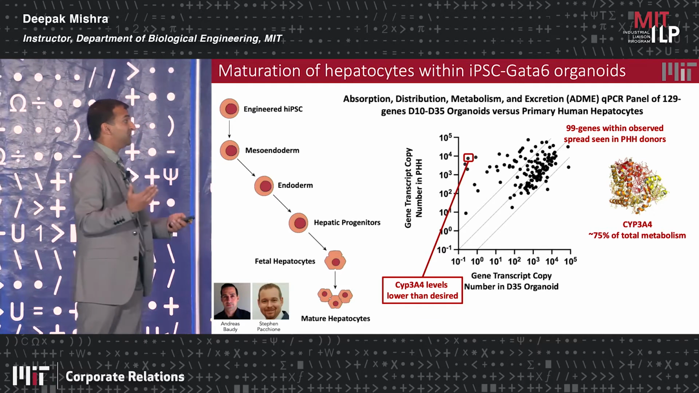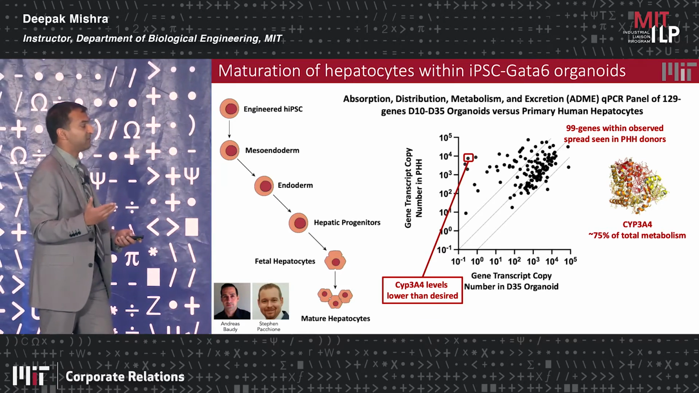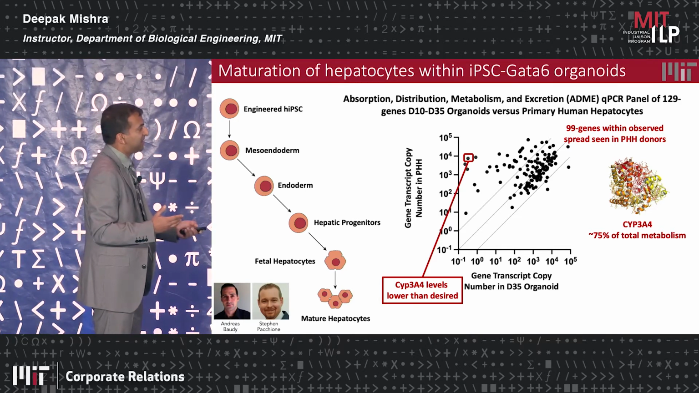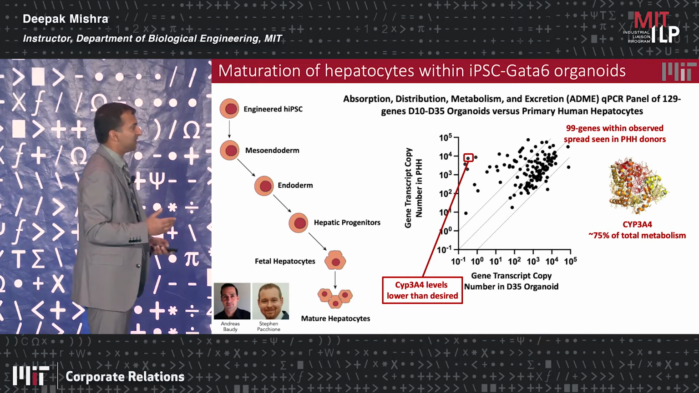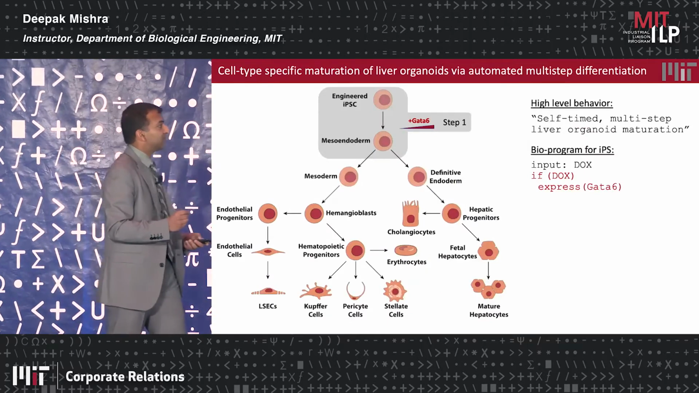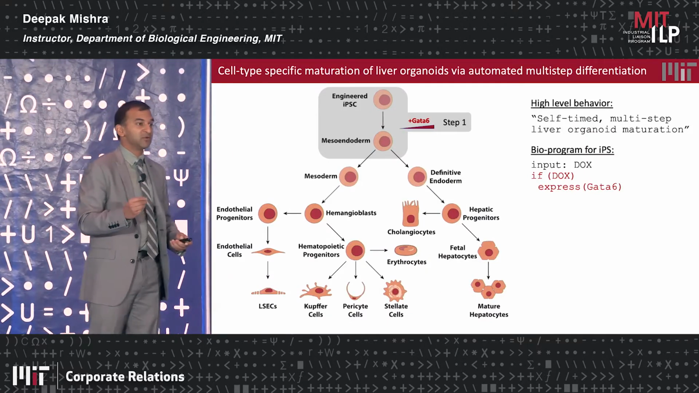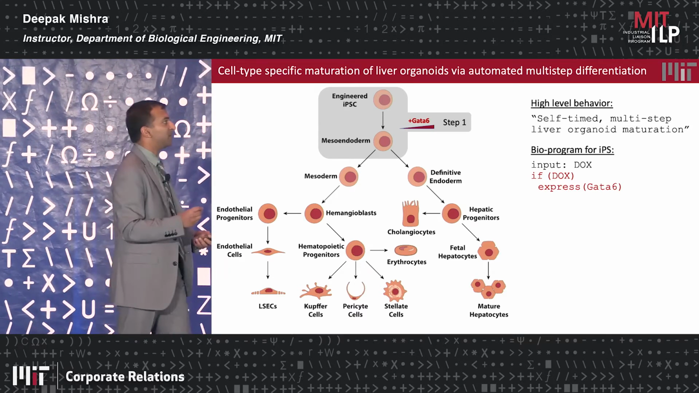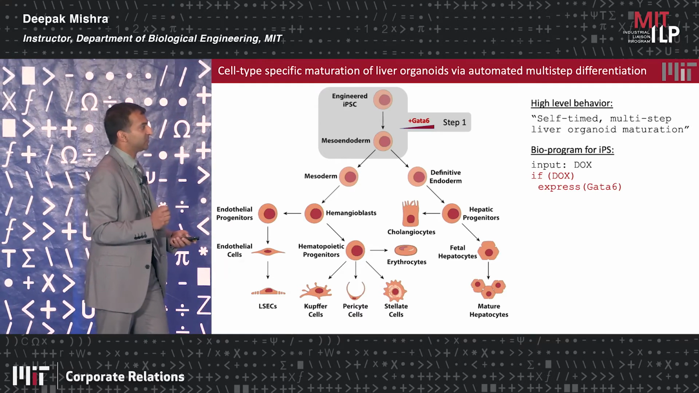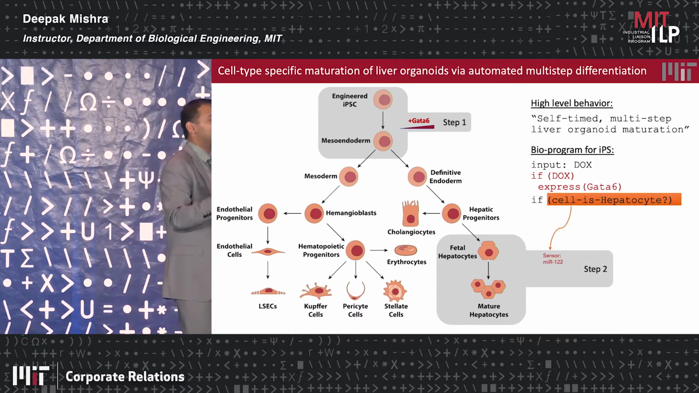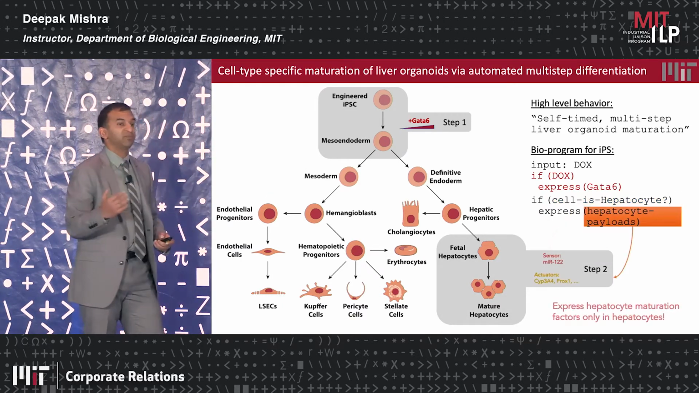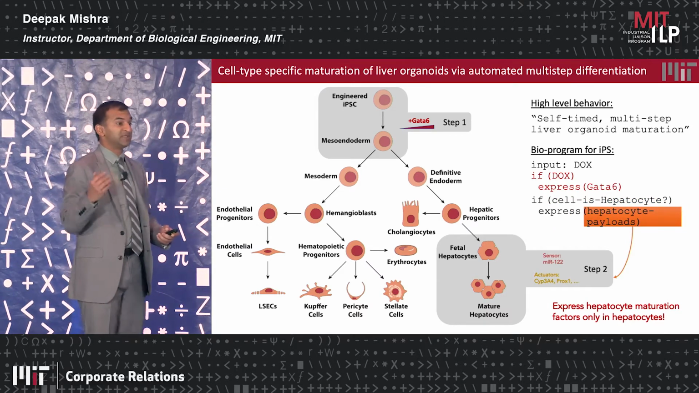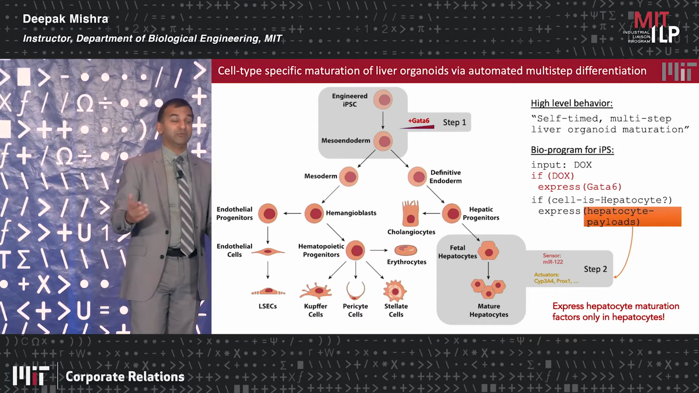And so that's what we had to do. I need to boost CYP3A4 function. I need to better understand how I actually get my fetal hepatocyte into a mature hepatocyte. So to do that, we have to write a new program. Our original program is if there's DOX, express GATA6, heterogeneity with a pulse, but now I need to introduce another circuit where I want to say if my cell is a hepatocyte, express different payloads, maturation factors, maybe just express CYP3A4 straight up to see that we can do this.